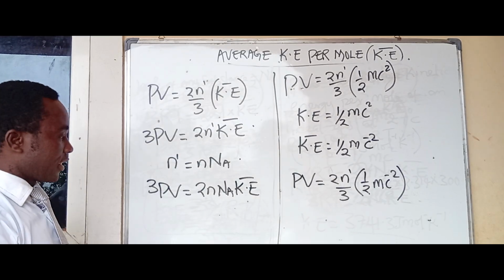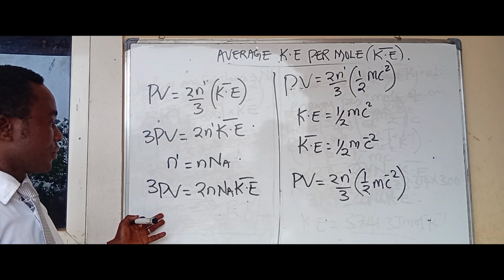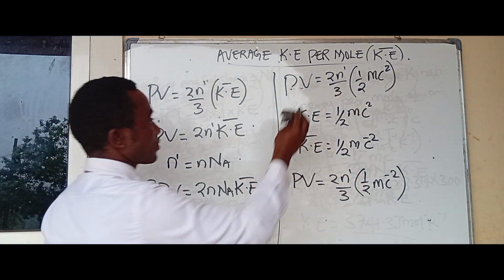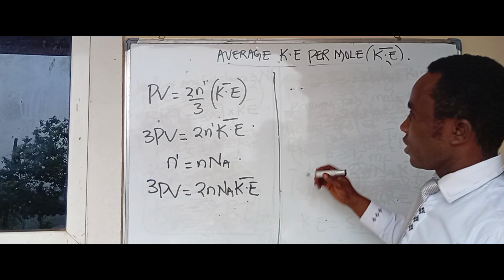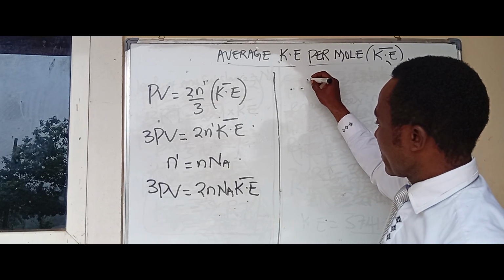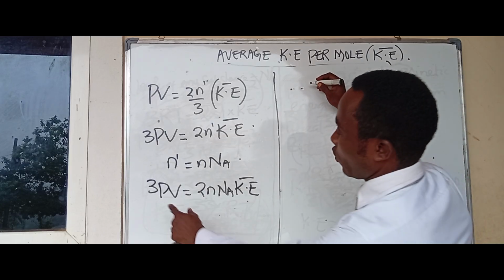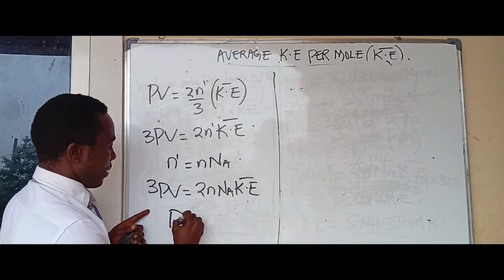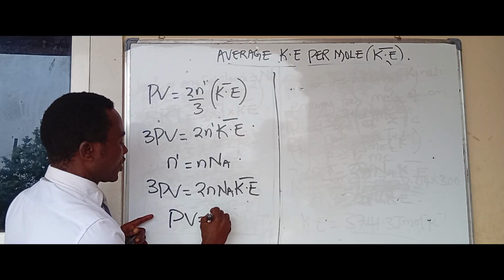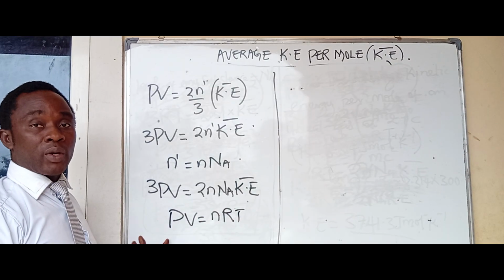That is average kinetic energy. Now, if we look at this very well, you agree with me that PV, that is pressure multiplied by volume, is actually equal to nRT from the ideal gas equation. I hope you can see.